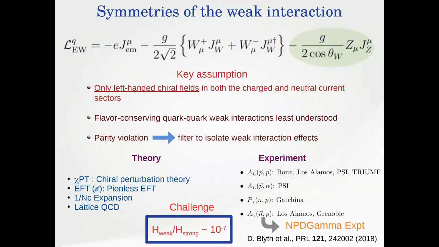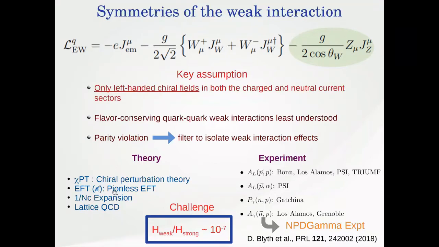However, the challenge still remains that you're looking for a weak interaction effect in a very strongly interacting medium. So your signal will go as H weak over H strong, which is roughly 1 part in 10 billion. So it's a very, very small signal you're looking at.